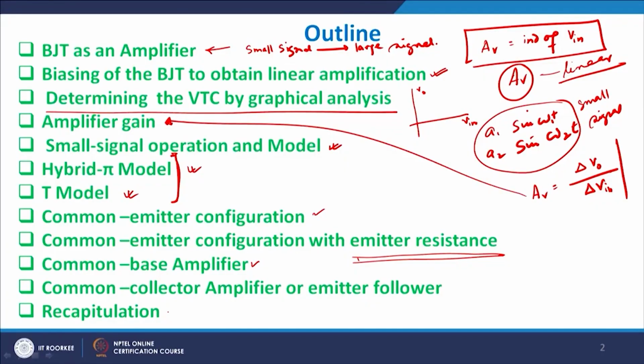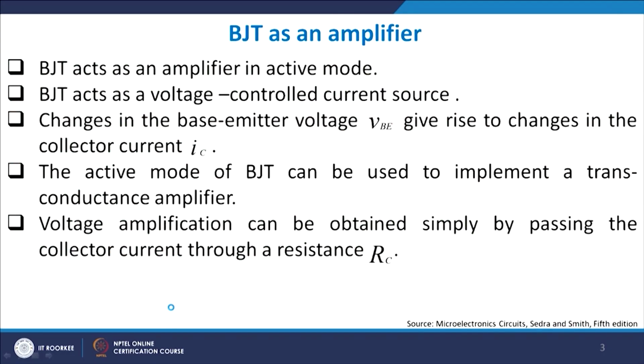These are the things we will be watching, and then finally we will recapitulate what we studied across this lecture series. The first thing will be that the BJT is an amplifier. As I discussed with you, the BJT will act as an active amplifier only in the active mode.